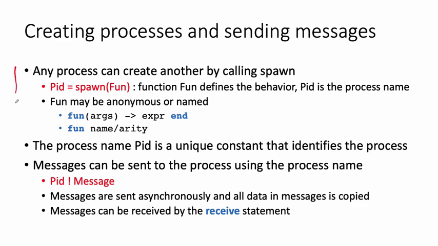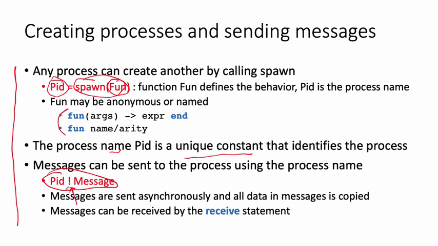Now let's look at processes. You can create an Erlang process using spawn. You give it a function which defines the behavior, and PID is the process ID or name. The function can be anonymous or can be named. Typically this is going to be a tail recursive function. And the name is a unique constant, so every process has a unique name in the system. And you can send using an exclamation point, the bang notation.